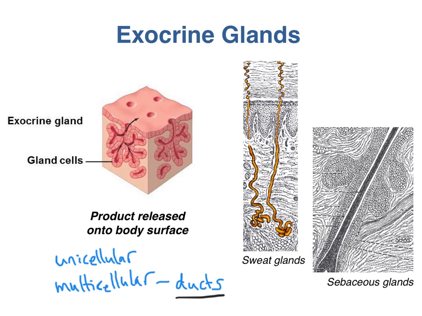So, for example, in here you're seeing the secretory cells, the cells that are actually secreting the product, releasing it into the duct, which carries that product out to the surface. Same in the sweat gland. The secretory cells are down here. They release their product into the duct, which carries that product up to the surface. Sebaceous glands are a bit special. Sebaceous glands actually release their product into the hair follicle, and then the hair follicle acts as the duct and carries the oil up to the surface of your skin.